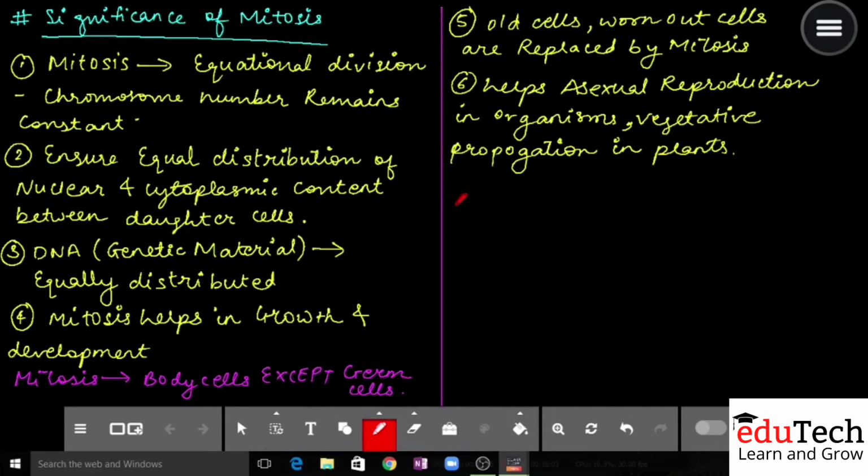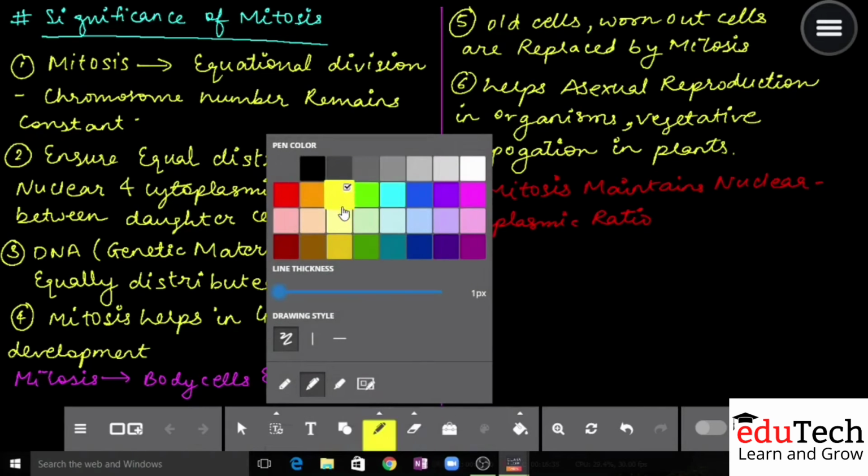Now, an important point to note: mitosis maintains the nuclear cytoplasmic ratio from generation to generation. It is similar to point number 2, but still mitosis maintains it. The amount of matter, the amount of content present in the nucleus and in the cytoplasm, is maintained throughout the generations, which is called the nucleocytoplasmic ratio. Right.